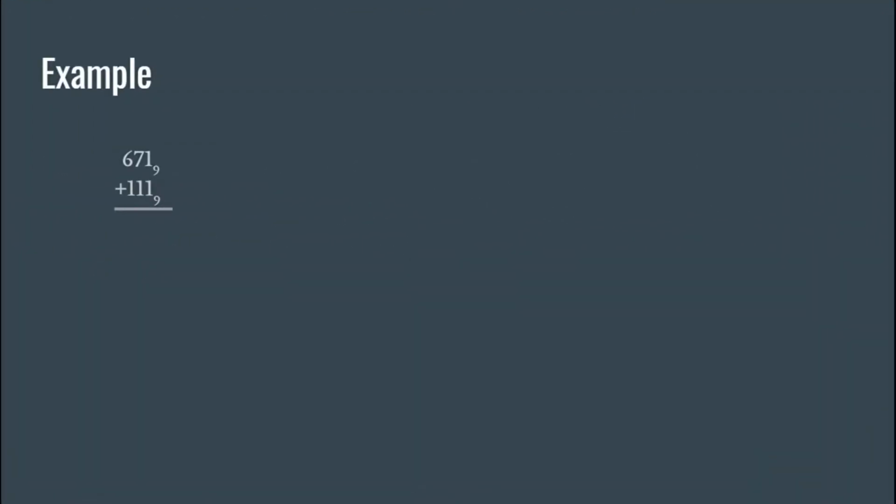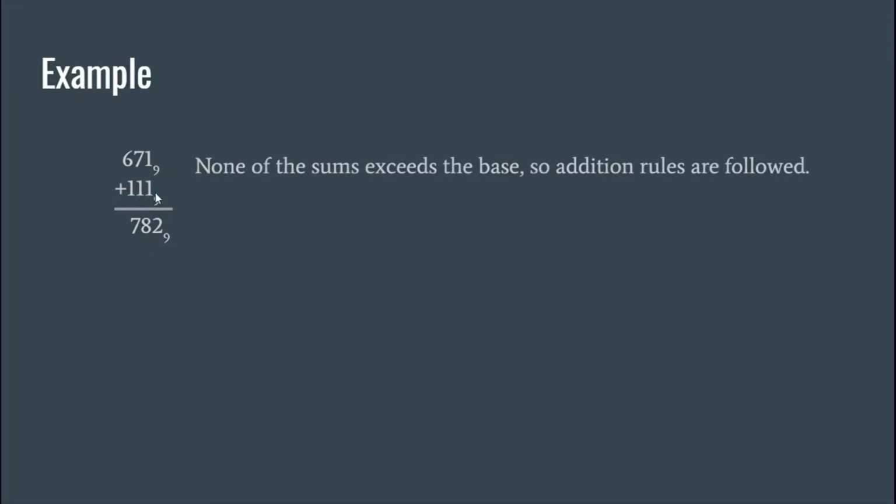Okay, so here's our first example. What we'll do is add, and it's just like regular addition in base 10. You start from the right side and go left. Okay, so we should get this here. And this is okay because, as you can see, the base is 9, and none of these values reach or exceed 9, so we're okay. Alright, so 1 plus 1 is 2, that's okay. 7 plus 1 is 8, we're still okay. And 6 plus 1 is 7. So that's pretty simple, straightforward.